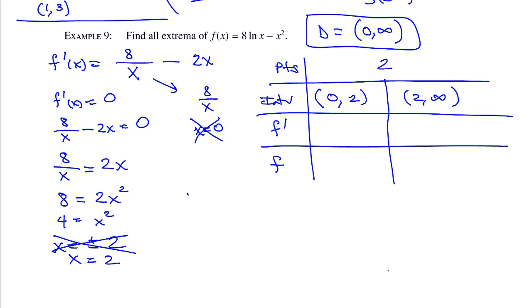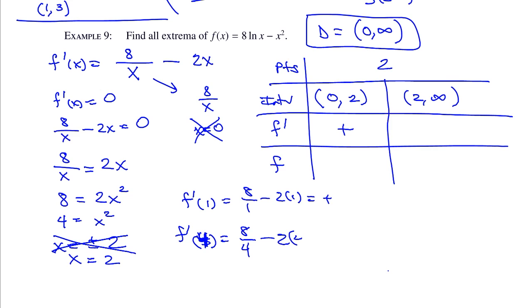Then I need to test the derivative. I'll test it at 1. So 8 over 1 minus 2 times 1 is 6, so that's a positive. And then I need to test it maybe at 3. Now I'll tell you what, I'll test it at 4. Yeah, this will work out good. Test this at 4. So 8 over 4 minus 2 times 4 is 2 minus 8, which is negative. And that ends up with increasing followed by decreasing. So this results in a local max.